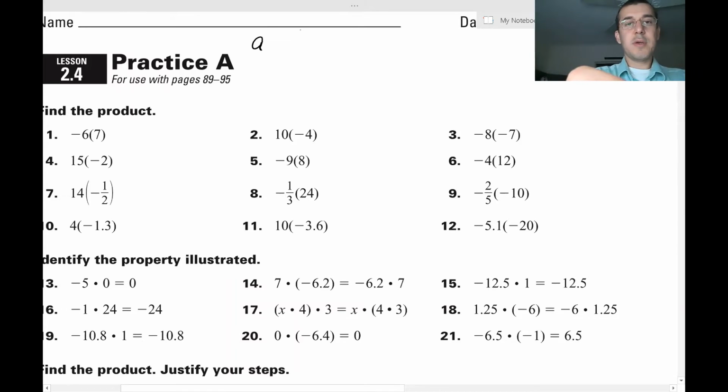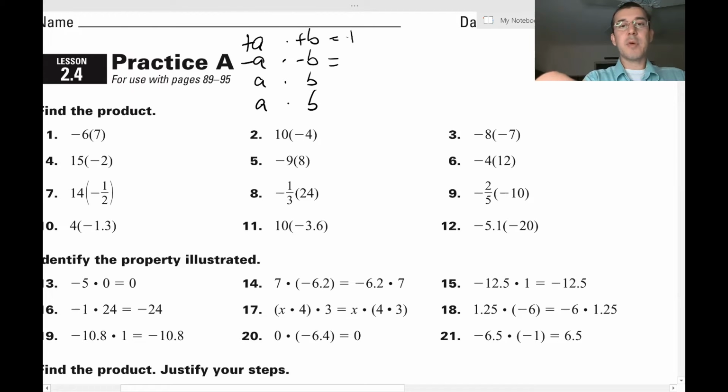So you have AB, you're multiplying A times B, okay? So when you're multiplying two real numbers, such as A and B, and they have the same sign, so plus A times plus B or minus A times minus B, then the product is positive, okay? And then when you're multiplying two real numbers and their signs are different, so such as minus A times plus B or plus A times minus B, then the product is negative, okay? That's one concept.